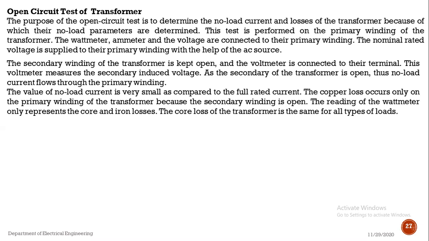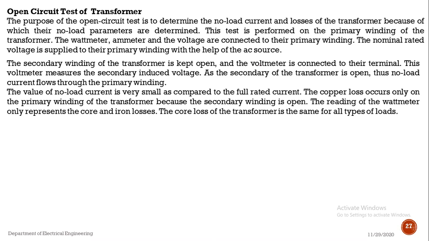As the secondary of the transformer is open, there is no current flowing from the secondary side. Secondary side मधून current flow होणार नाही, but a small amount of current is taken from the primary winding. So that is the no load current taken from the supply to energize the primary winding. Primary winding energize करण्यासाठी small amount of current primary side मधून flow होईल.